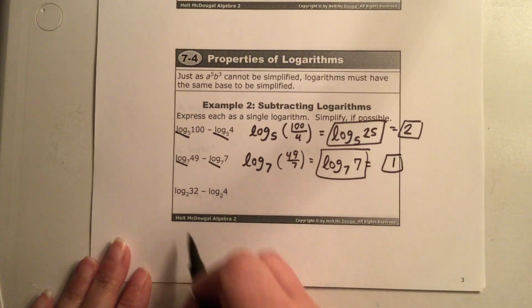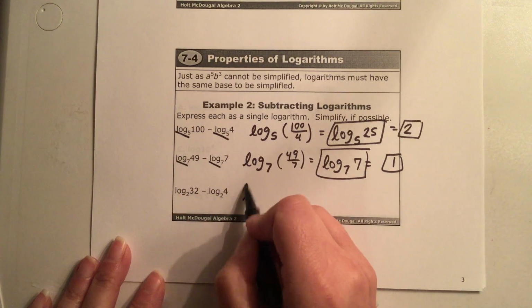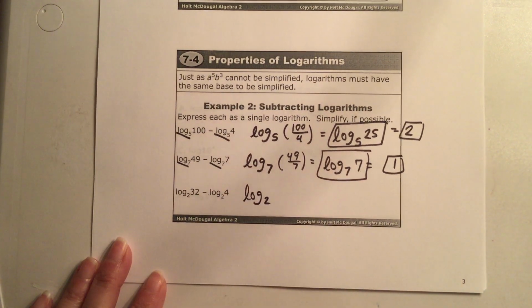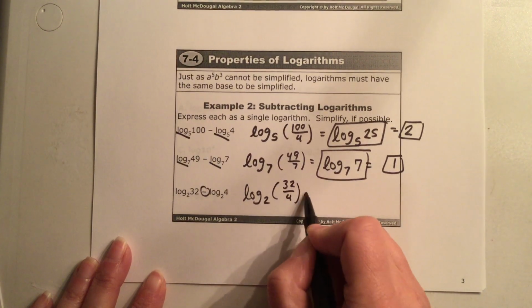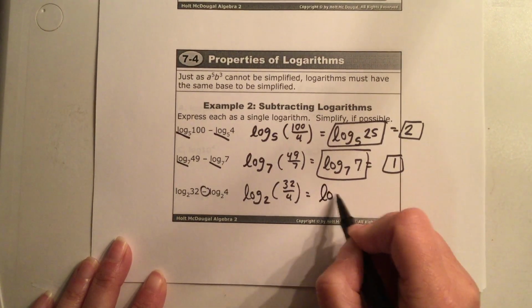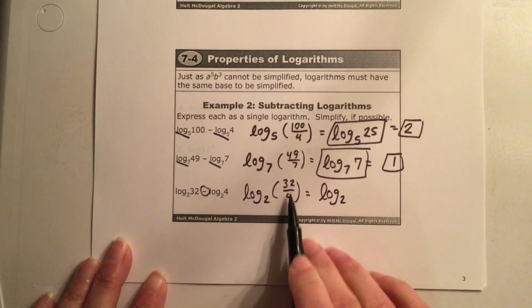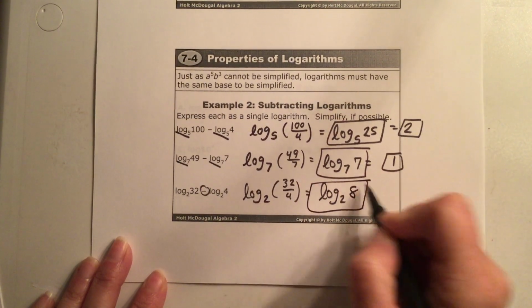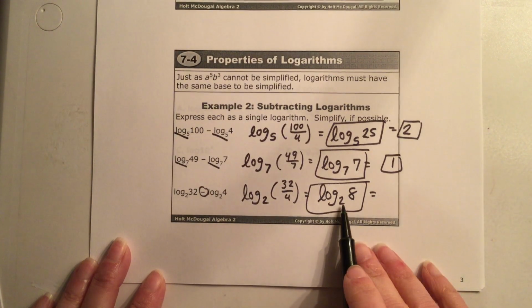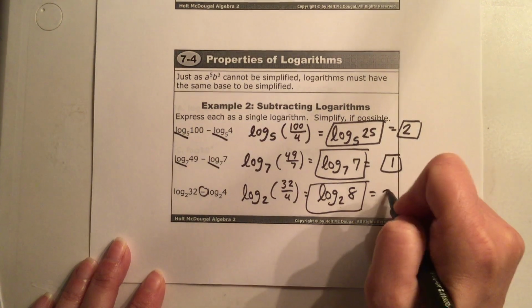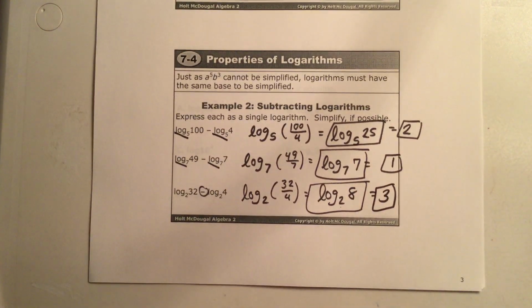Last one like this, guys. Log base 2 and log base 2. So I get to write it as 1 log with the base of 2. Subtraction goes with division. So it's 32 divided by 4. Log base 2, 32 divided by 4 is 8. So there's your single log. Now when you're actually going ahead and evaluating it, 2 to the power of what gets you to 8? That's a 3. So there is our second property.